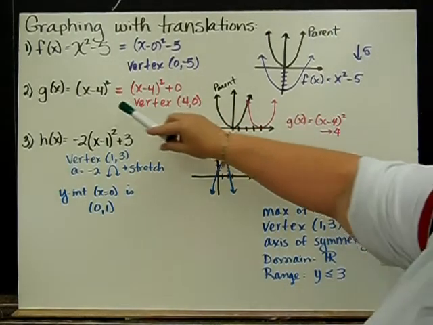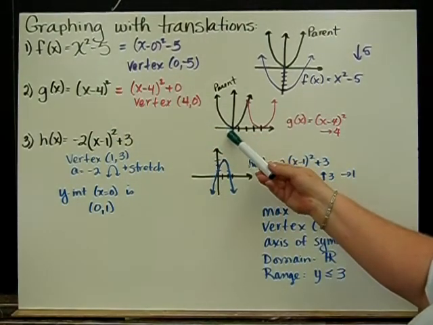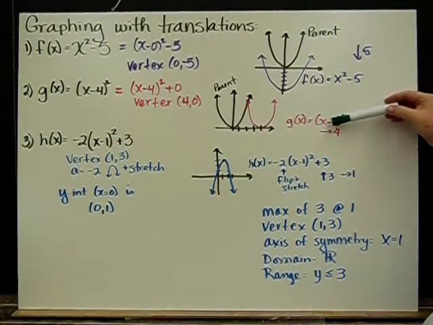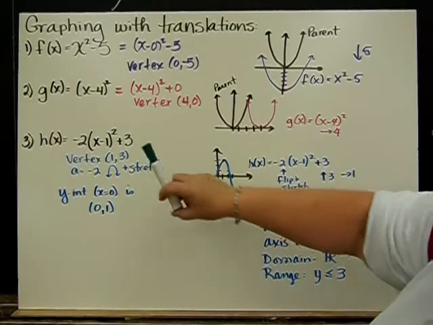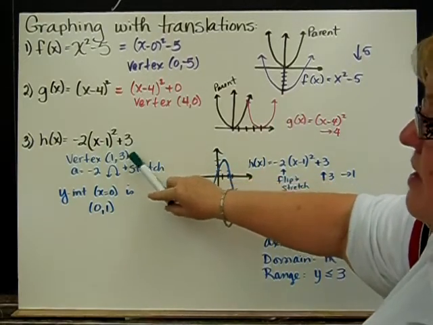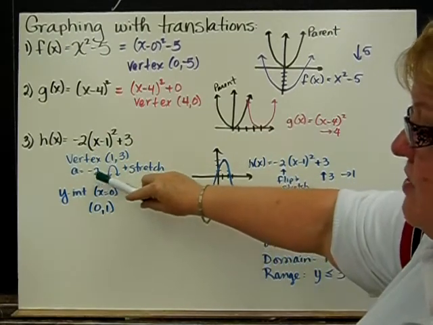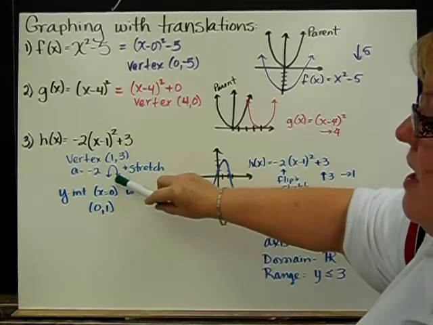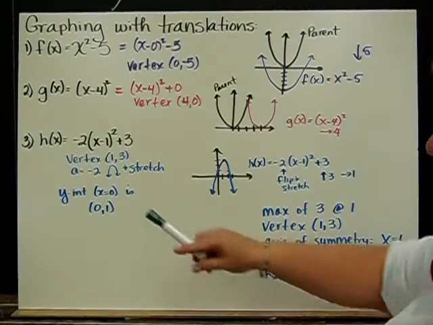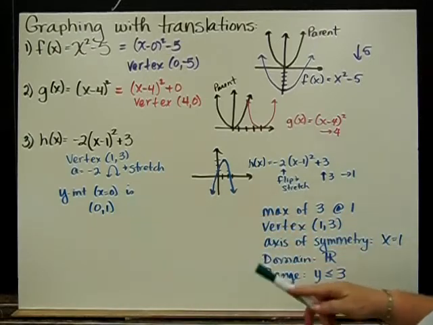And we could also look at this as the minus 4 is in the parentheses with the x, so we know that we would slide the parent graph 4 places to the right. Remember, it's the opposite of what you see in here. This last one has several transformations. You could look at it as the vertex is (1, 3). A is negative 2, so we know it's going to be stretched because the absolute value of a is greater than 1. And it's going to flip down because this is a negative number. And if you replace x with 0, you can find that your y-intercept is the point (0, 1).